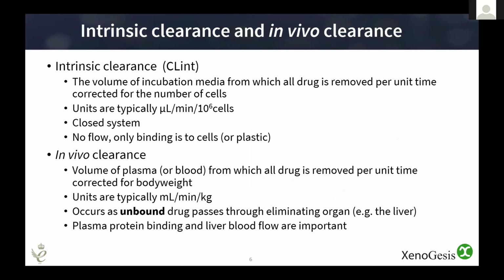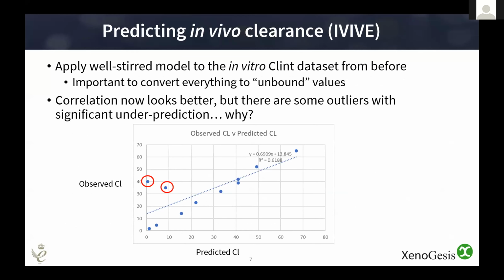In vivo clearance is different because that's the volume of plasma or blood, usually blood, as that filters through the eliminating organs. It's removed per unit time, and we correct that for body weight. Most importantly, it's the unbound drug that is eliminated, and that's important. And plasma protein binding obviously forms part of that equation.